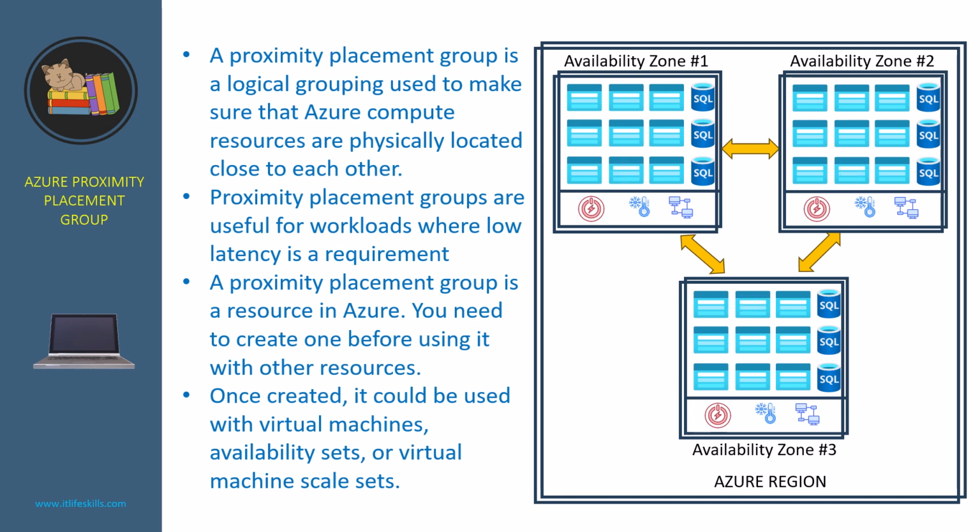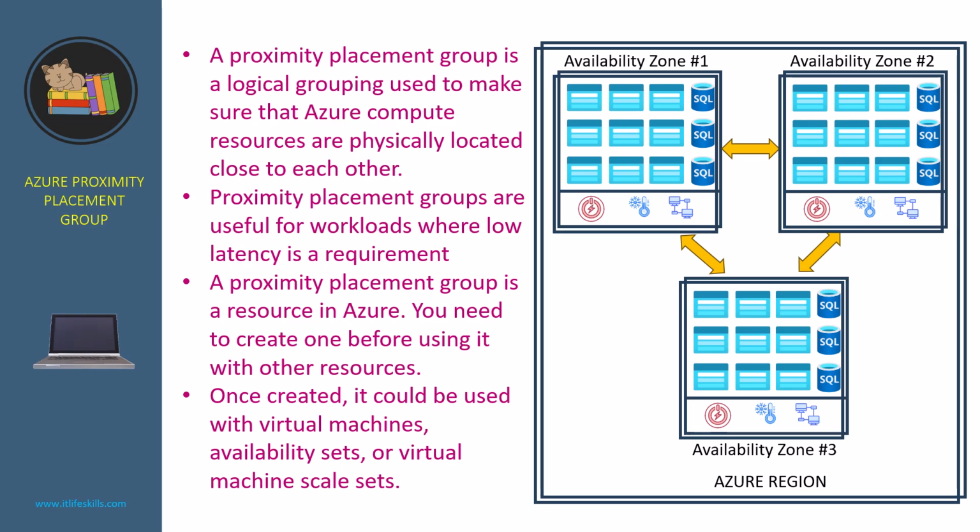To solve the problem, we need to create a proximity placement group. A proximity placement group is a logical grouping used to make sure that Azure compute resources are physically located close to each other. Proximity placement groups are useful for workloads where low latency is a requirement. A proximity placement group is a resource in Azure. You need to create one before using it with other resources. Once created, it can be used with virtual machines, availability sets, or virtual machine scale sets.